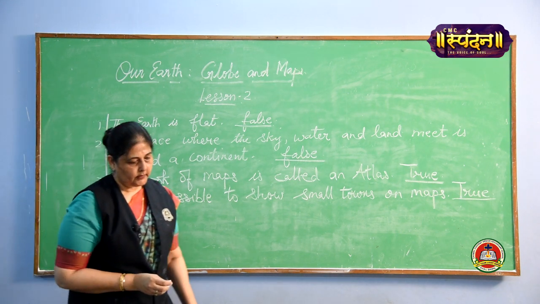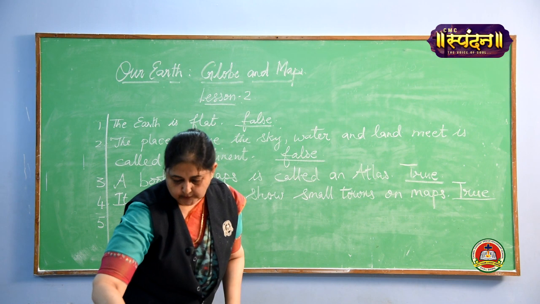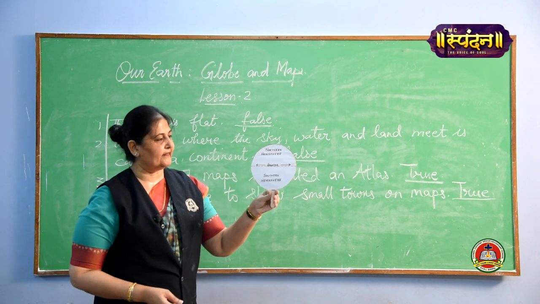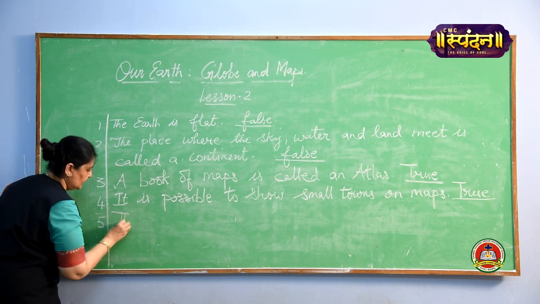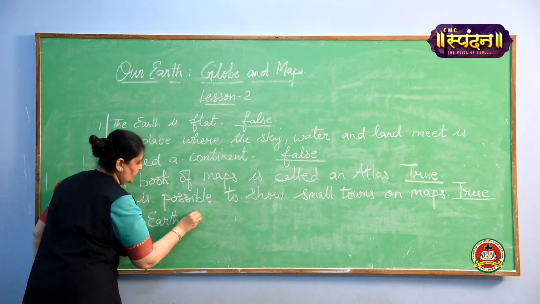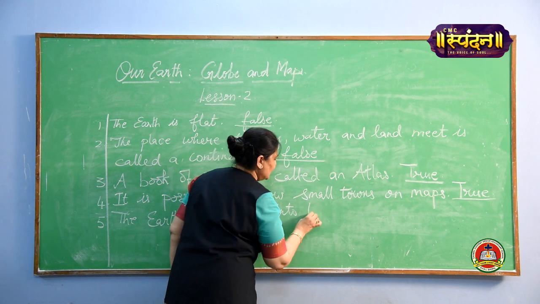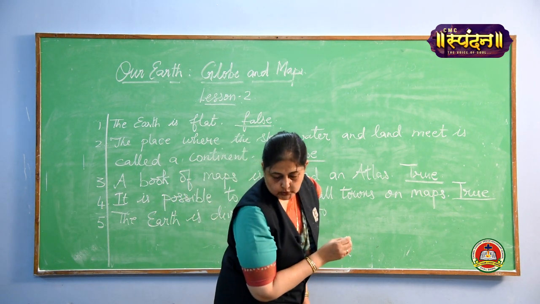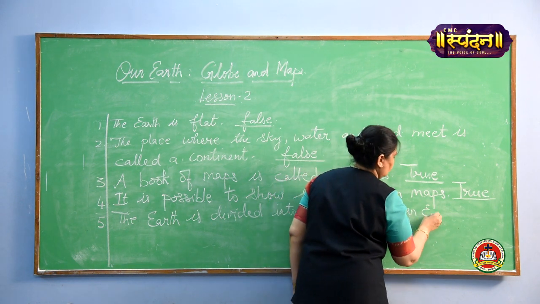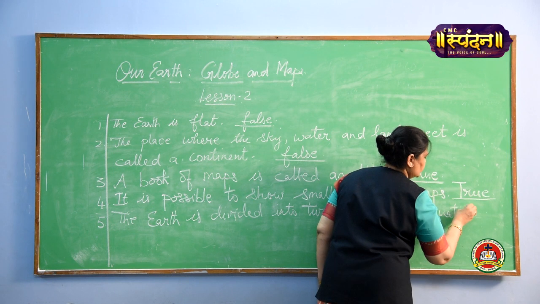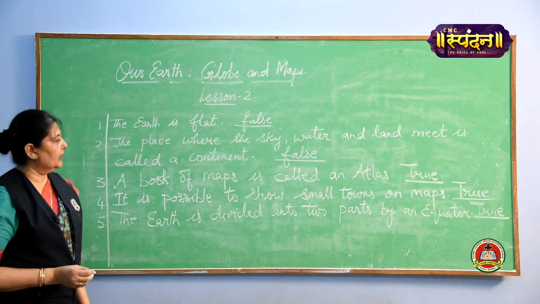Number 5. The earth is divided into two parts by the equator. Can you tell me, it is divided into two parts by the equator, true or false? True. The earth is divided into two parts by the equator. This is true. So children, the first two sentences happen to be false and the latter three are true.